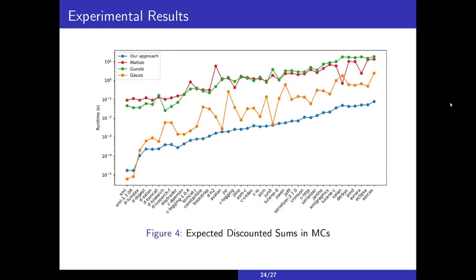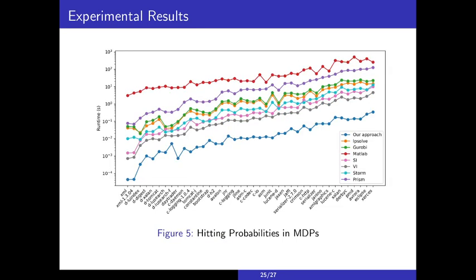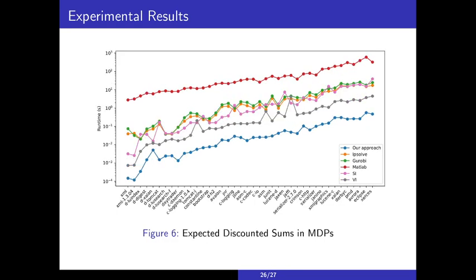For the second case, expected discounted sums in MCs, not all the previous approaches support this kind of query. And for Markov decision processes, computing the hitting probabilities is demonstrated here. As you can see, our approach consistently beats all these other highly refined and optimized tools by one or more orders of magnitude. And finally, computing expected discounted sums of rewards in Markov decision processes.